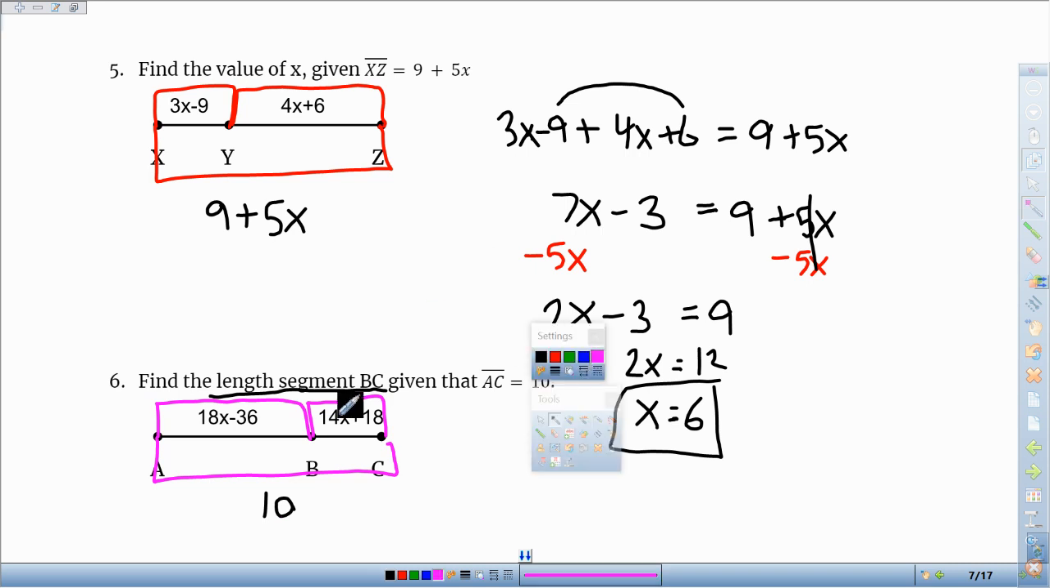Again, you'll want to find BC, which is this one right here. So I would recommend pause the video. Try that problem out.